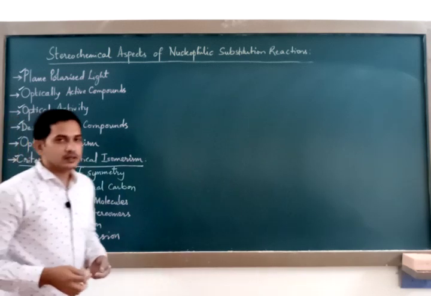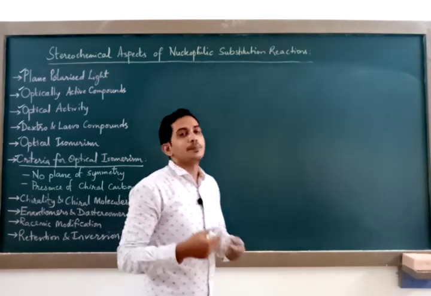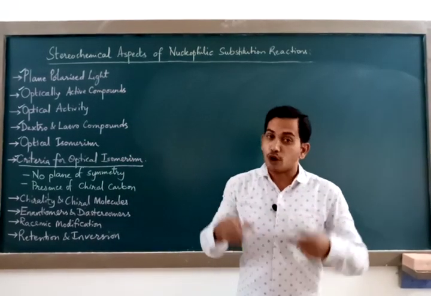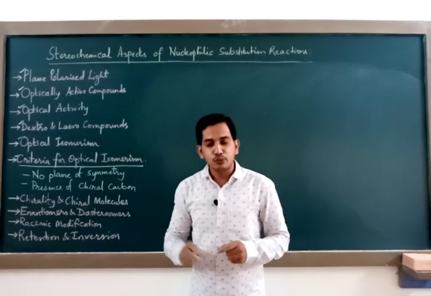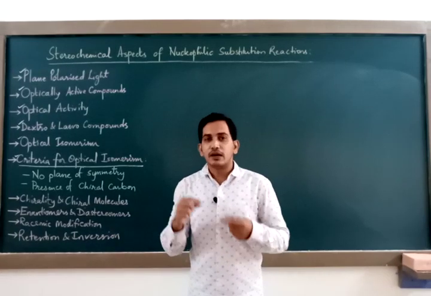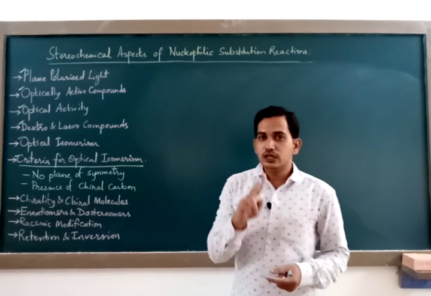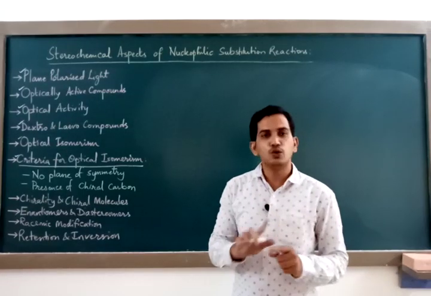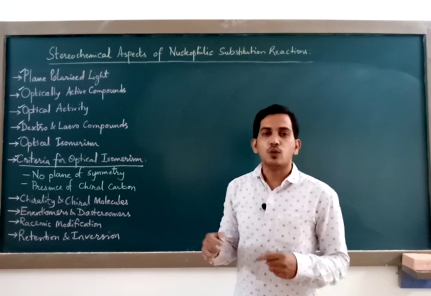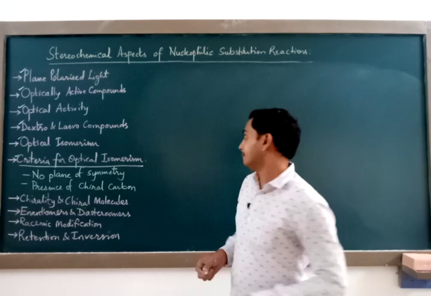This means for a compound to show optical activity, to be optically active, to show optical isomerism, to show either dextro or levo rotation, it should satisfy these two main conditions. One condition is no plane of symmetry. Let us understand what is plane of symmetry.